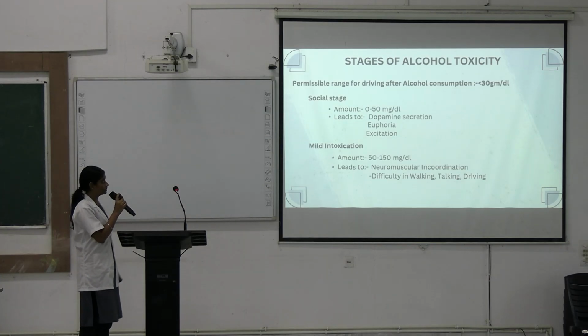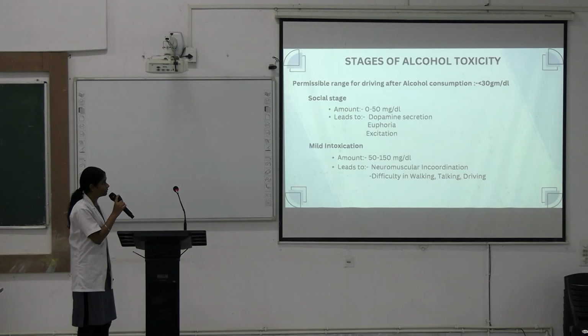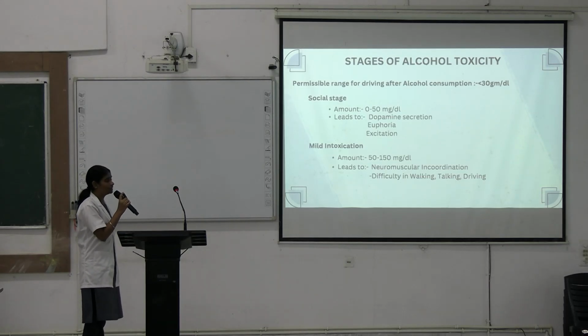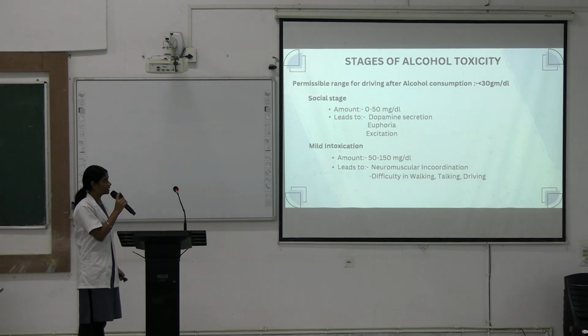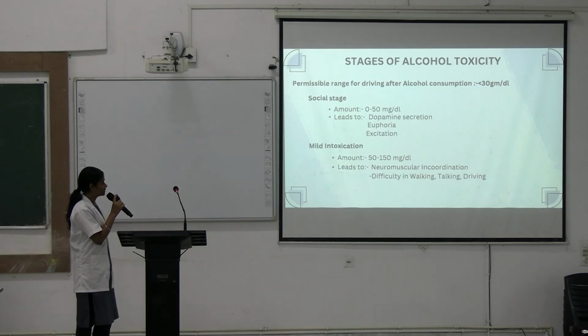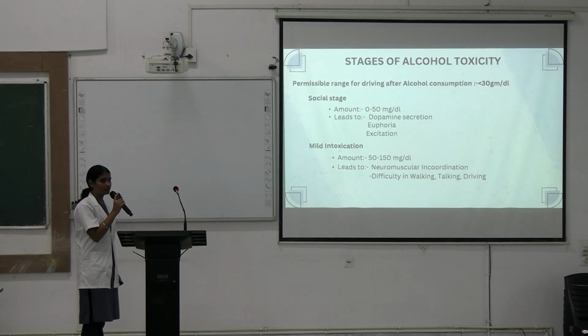Stages of alcohol toxicity. The permissible range is less than 30 mg per dl. The social stage amount is 0 to 50 mg per dl, leading to dopamine secretion, euphoria and excitation. Mild intoxication stage, amount 50 to 150 mg per dl, leading to neuromuscular incoordination, difficulty in walking, talking and driving.